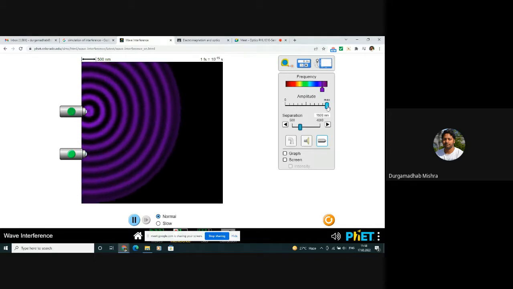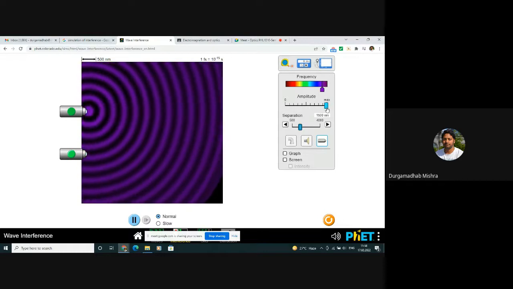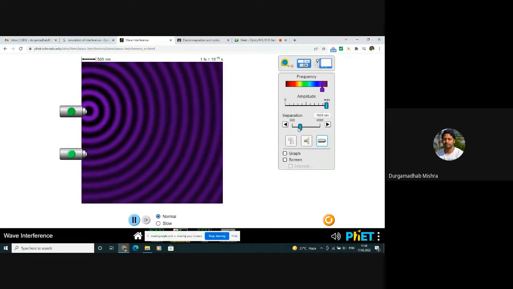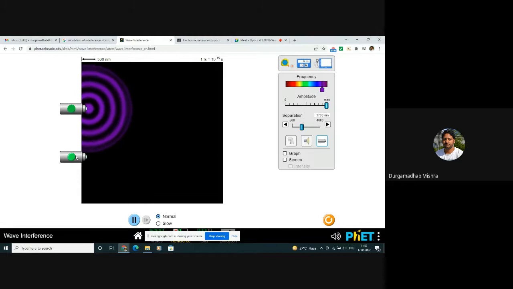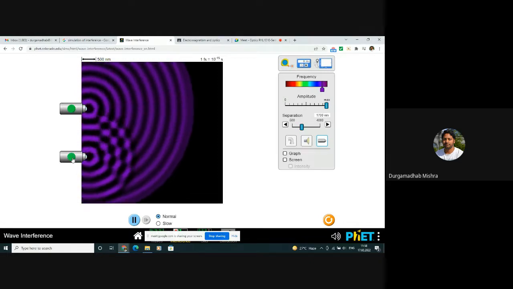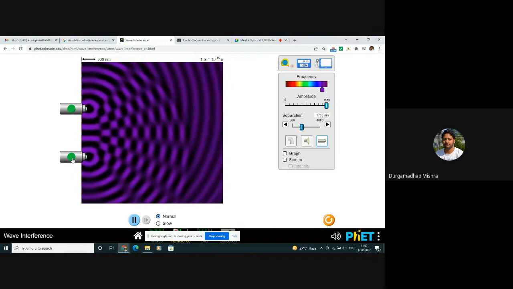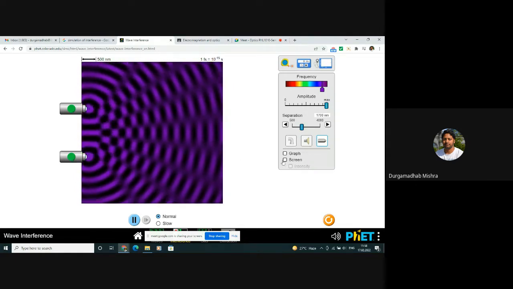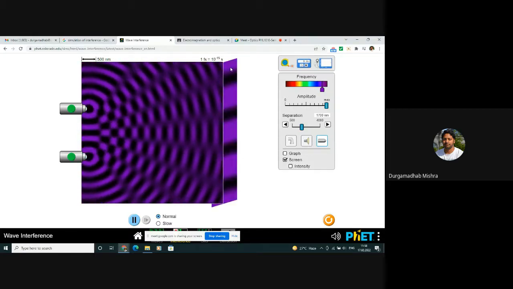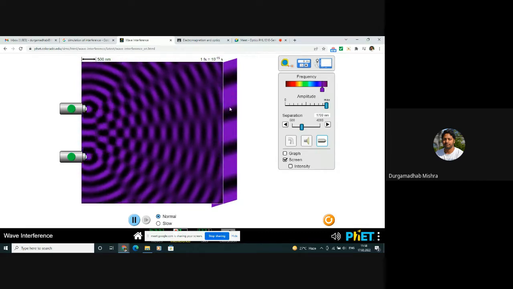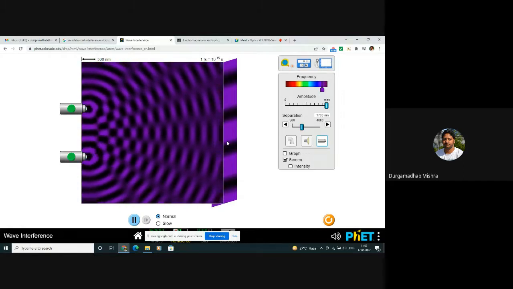I can change the amplitude of the wave. Then I can change the separation between these two. And if I click on both, I will observe the interference pattern. And I can put a screen here on the right hand panel. So if I put a screen, I will see how the pattern would look on the screen.